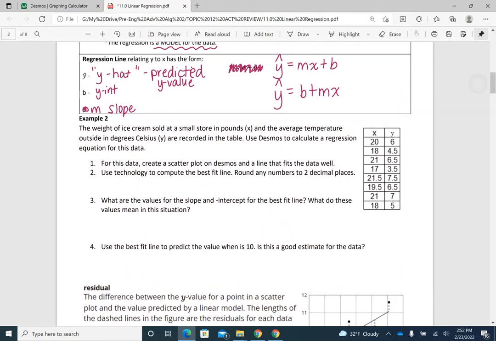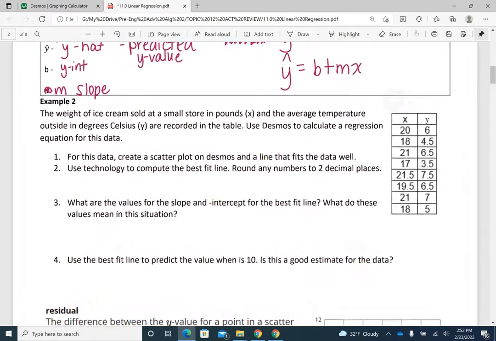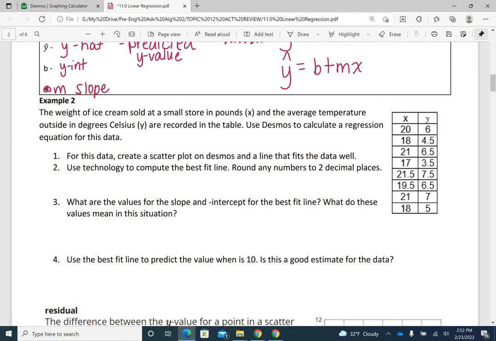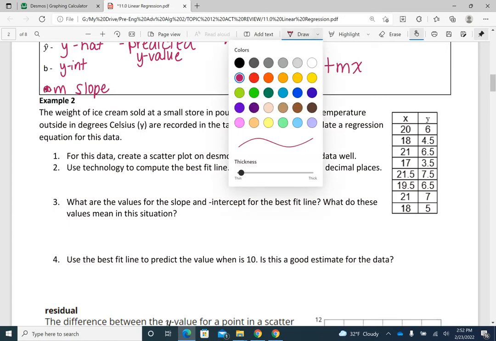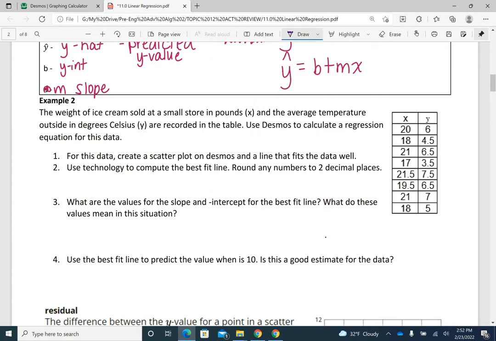So I have this data. First of all, I want to get familiar with the data. It's for the weight of ice cream sold at a small store in pounds. And I like to always label so I'm sure of what I'm talking about. So X is the weight of ice cream in pounds. And Y is the temperature outside in degrees Celsius.